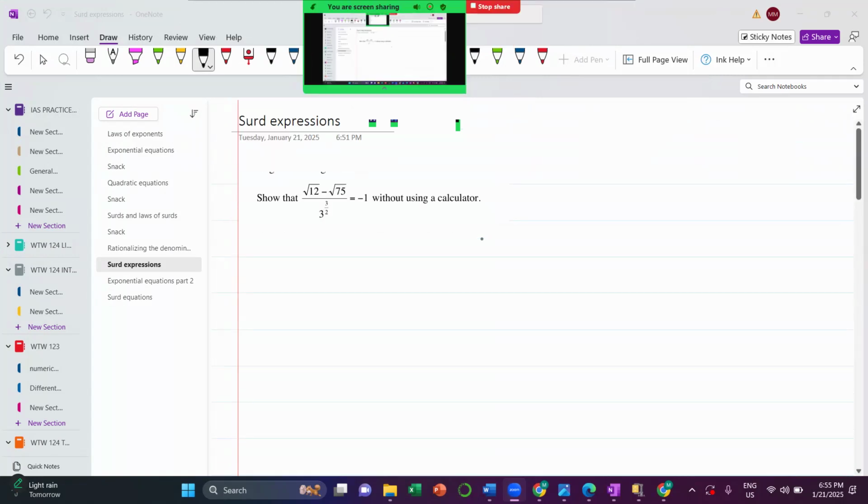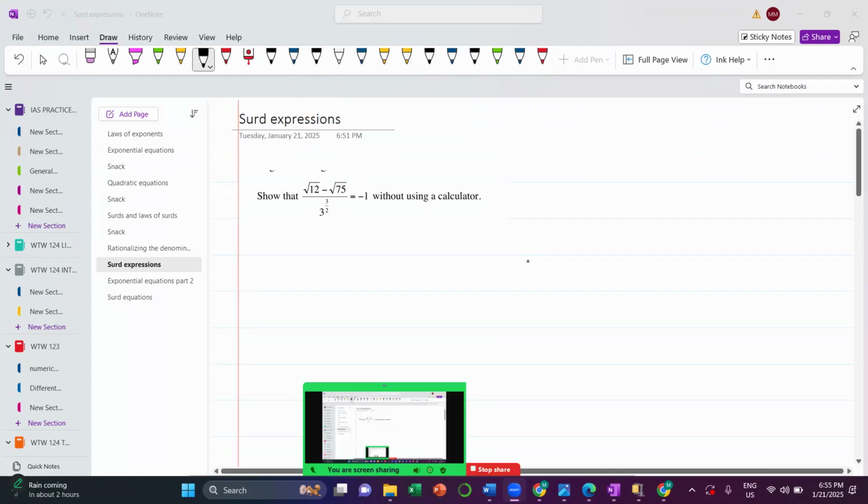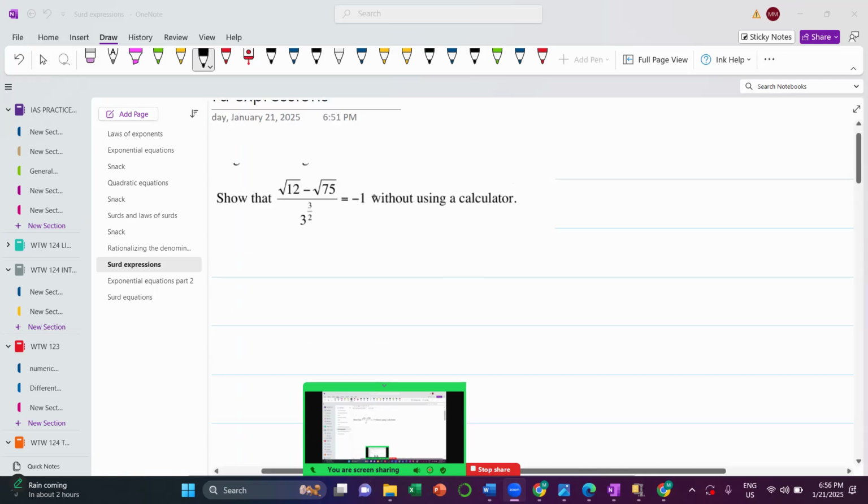Guys, we are still continuing with surd expressions. We are given a problem here. It's saying show that the square root of 12 minus the square root of 75, all divided by 3 to exponent of 3 over 2, is equal to -1.